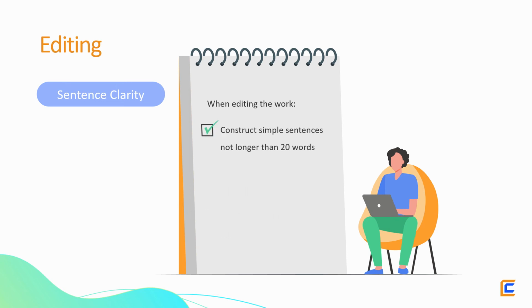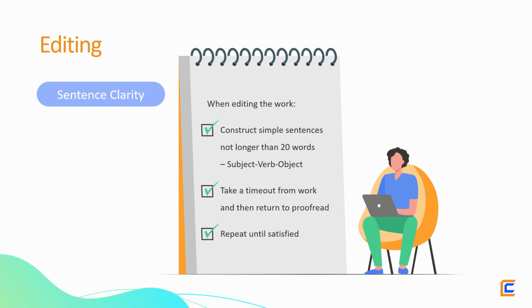Construct simple sentences that are no longer than 20 words. It may not always be possible to follow this rule, but when in doubt, stick to this simple formula for sentence construction: subject, verb, object. Last but not least, distance yourself from your work and return to proofread your writing. Repeat until satisfied.